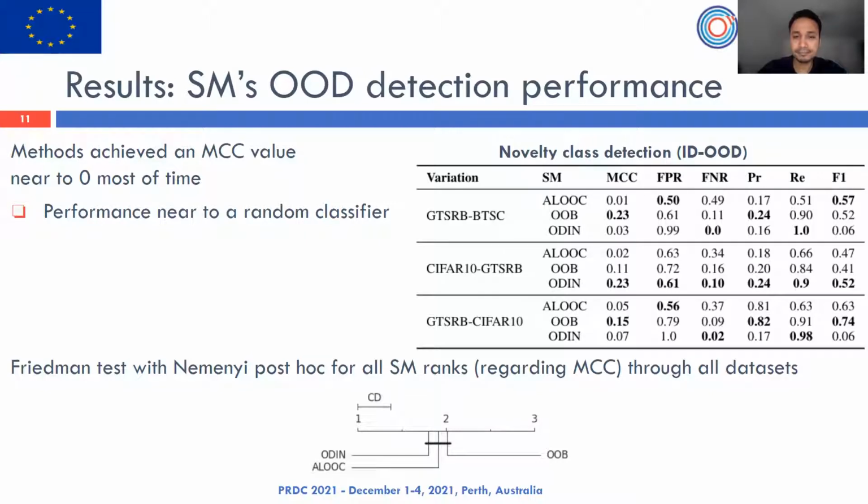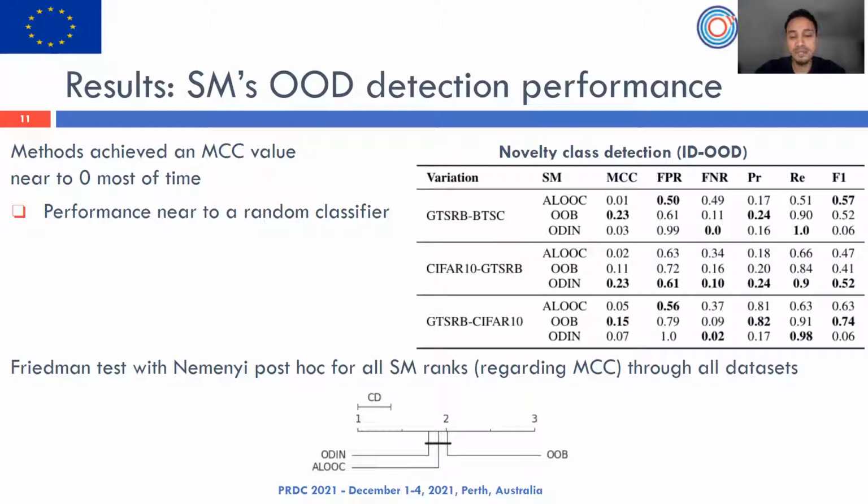In this case, here it means ID dataset and OOD dataset. And despite sometimes having a good value for the F1 metric, which is based on false positives and false negatives, we have the observation that the MCC value is quite low. So it means that the performance to detect out of distribution data here is near to the random classifier.